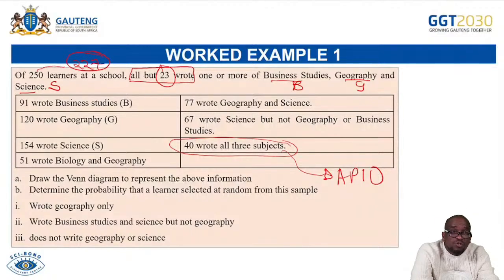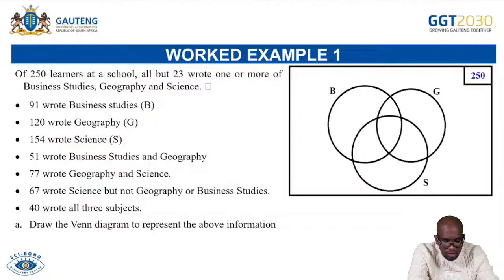Draw a Venn diagram to represent the information. Determine the probability that the learner selected at random from the sample wrote geography only, wrote business studies and science but not geography, does not write geography or science. Okay, fine. Now, let's check how we can do this.